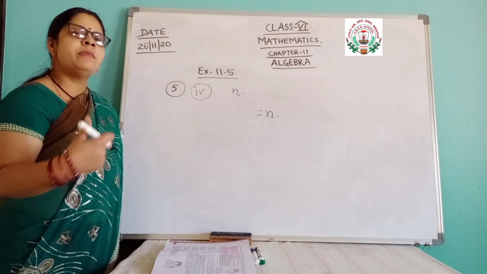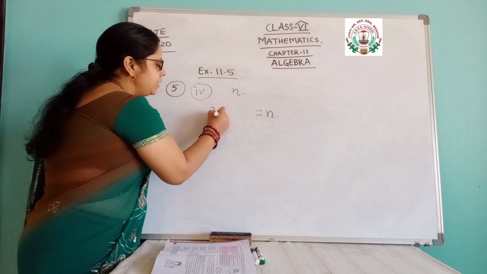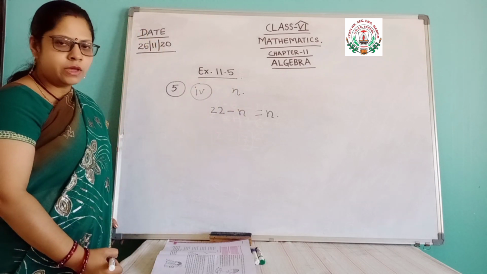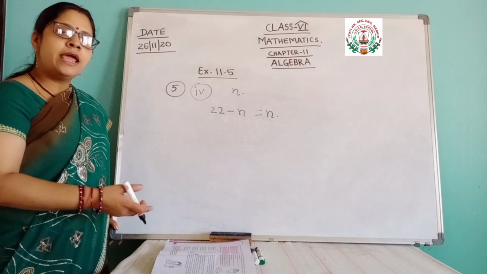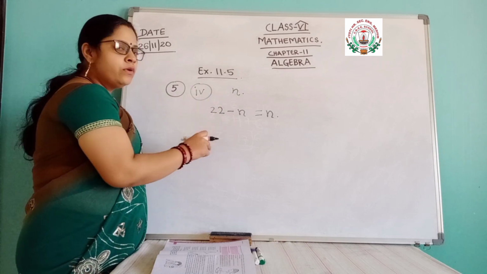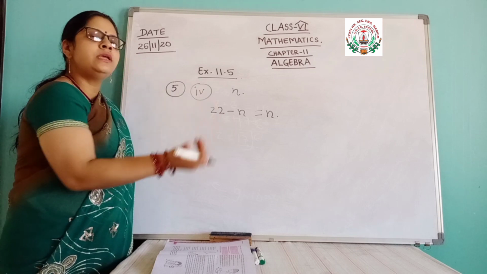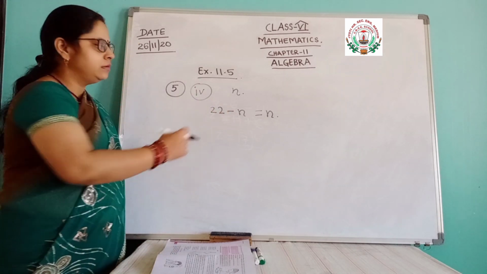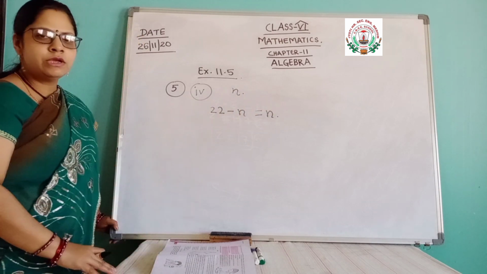Take me out of 22 means minus. From 22 we will subtract that same number. Okay, take me out means minus. Take me out, me means that number. Take me out from 22, from 22 we will remove that number. 22 minus n, you will get me back. Back means equal to that number only. So this is your equation.